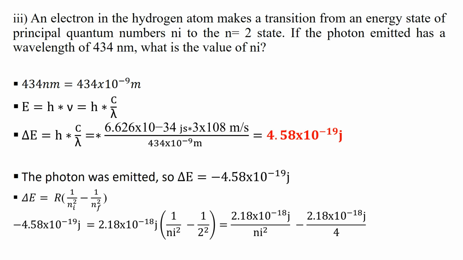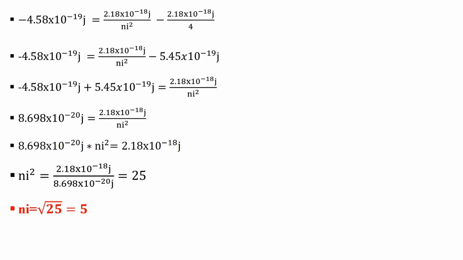Then we need to arrange the terms and we calculate the Ni. After arranging the terms in the equation, you will get Ni equal to 25. Which means for this electron, the initial state is n equal to 5.